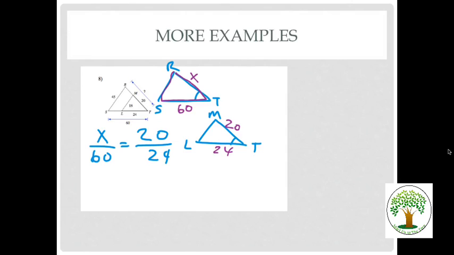For those of you who like to do it a different way, you could do X over 20 because they go together, one triangle and the other triangle. And then since we started off with X, we have to start with 60 and 24 on the other triangle. Notice that I just flipped. Wait, don't we have to do all 3 sides, since we don't have an angle? They're telling us that this is similar.